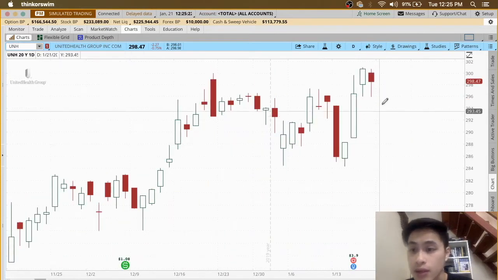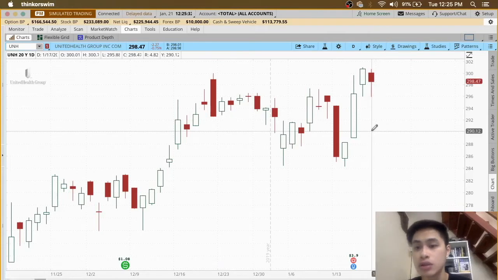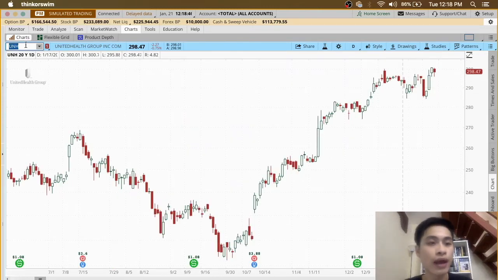So let's take a look. Okay, so we want to set our stop loss at around this point, 290.15. So let's take a look at another example.